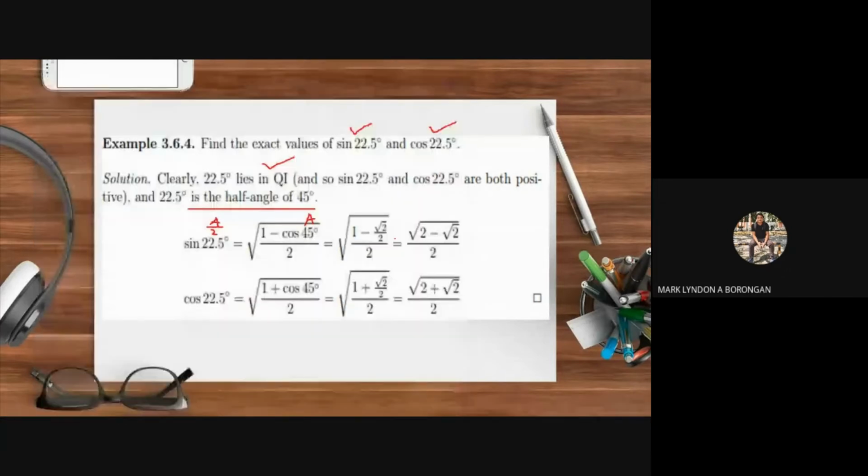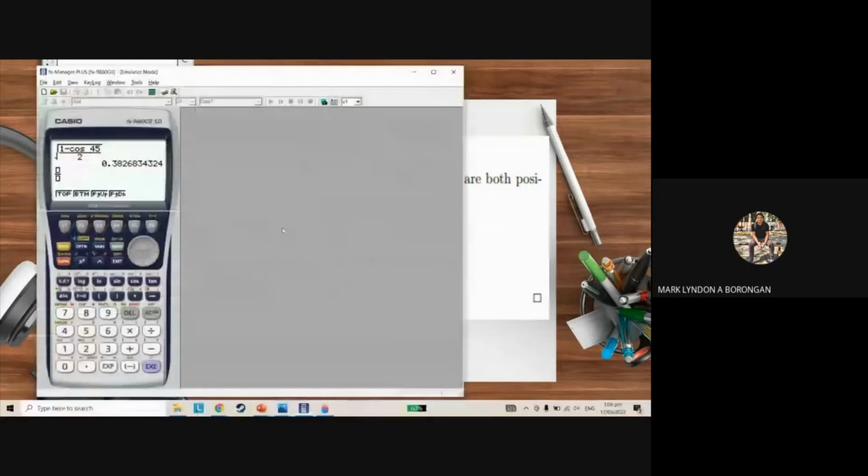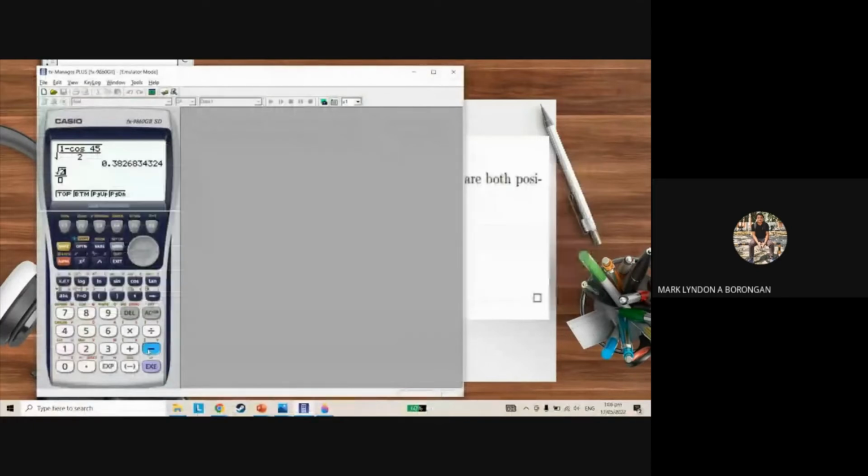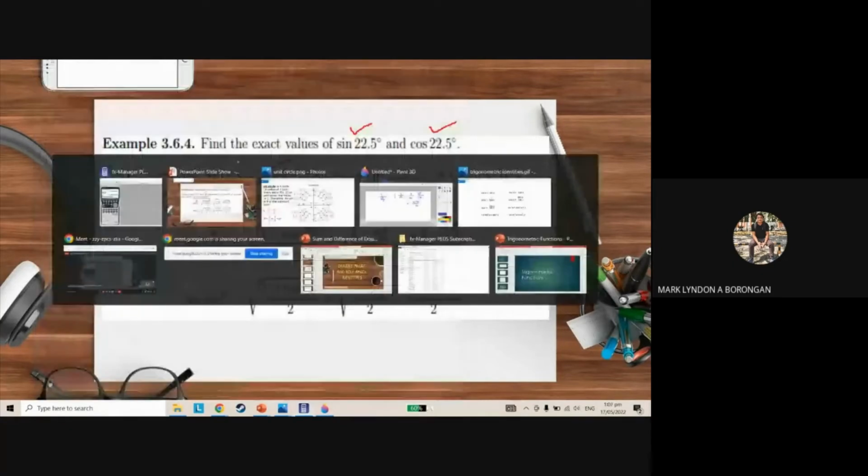So here, the square root of 2 minus the square root of 2, over 2. Are they equal? They are the same, right? So that is what happens when we input it in the calculator; we can also do it directly. Okay?